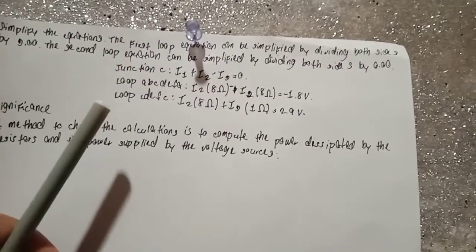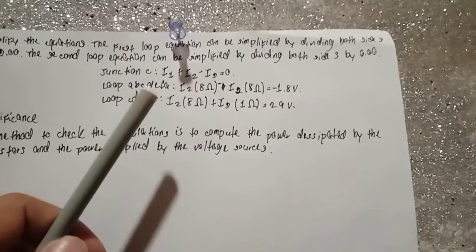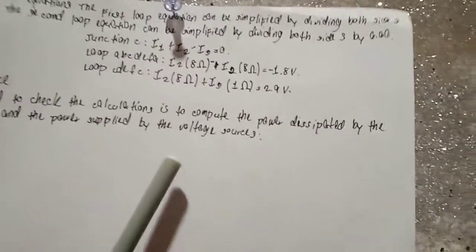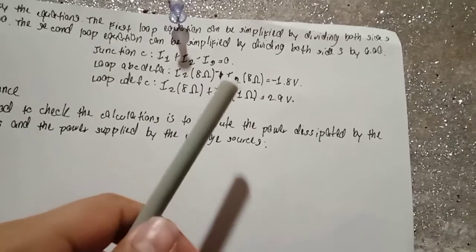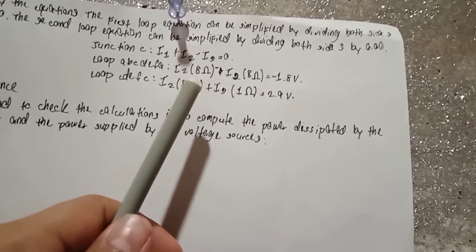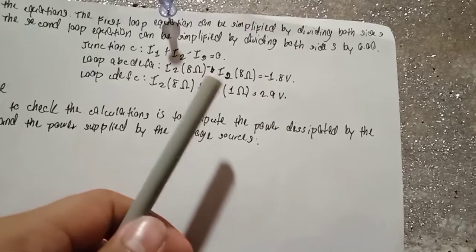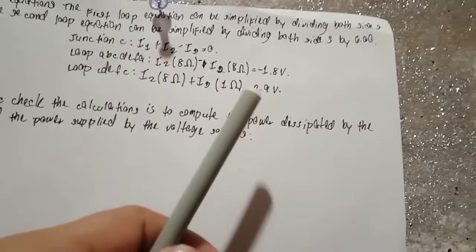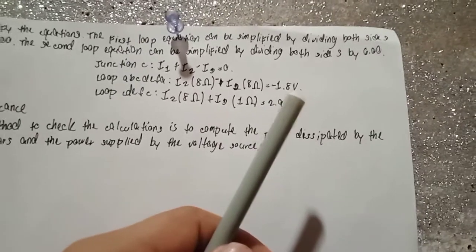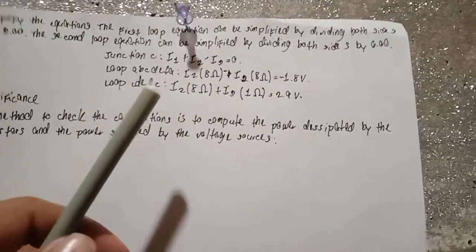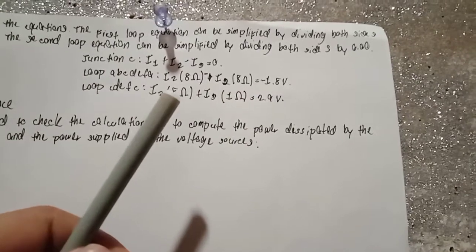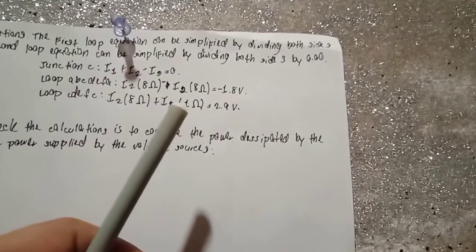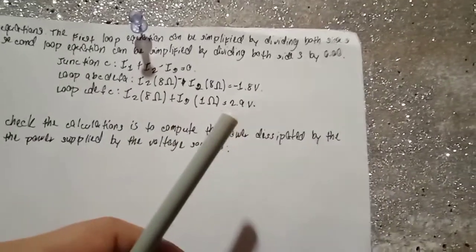Loop A, B, C, D, F, A: I sub 1 multiplied by the resistor minus I sub 2 times 8 ohm resistor. The total is negative 1.8 volt. Loop C, D, E, F, C: I sub 2 multiplied by 8 ohm resistor plus I sub 3 multiplied by 1 ohm resistor. The total is 2.9 volt.